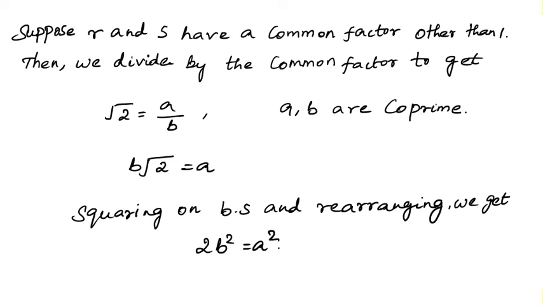So from here we can say that 2 divides a square, which means 2 divides a, because we have a theorem which states that let p be a prime number. If p divides a square, then p divides a, where a is a positive integer. So from that we get 2 divides a square, which follows that 2 divides a. So therefore we can write a is equal to 2c, where c is an integer.